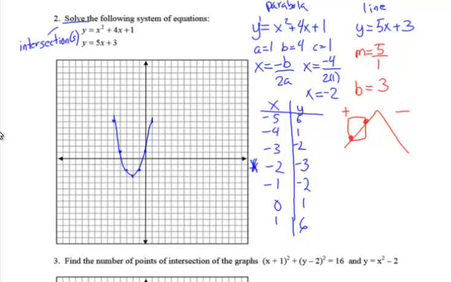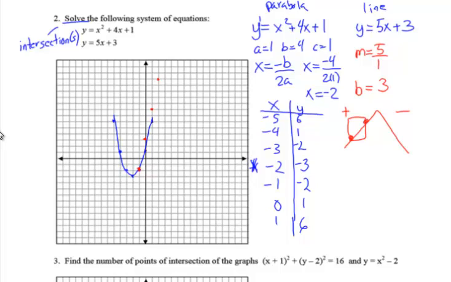Okay, so let's plot those points. So I go 1, 2, 3. Okay, now I'm going to go up 5 and over 1. The next one would take me off my grid. Now let's go back and go down 5 and to the left one. And I see here that's a point where it intersects the graph.